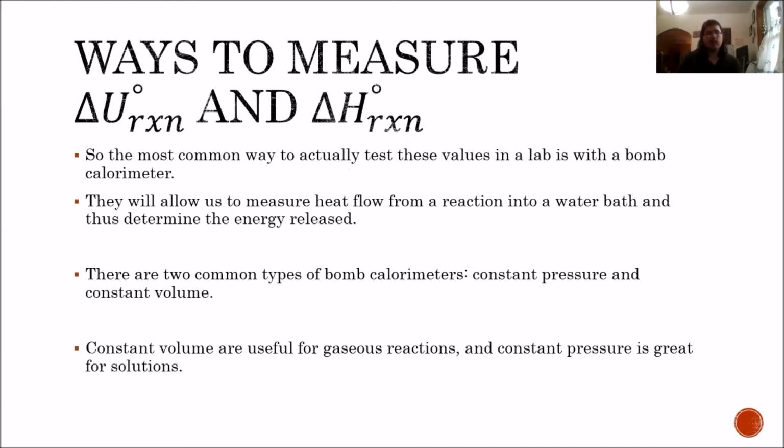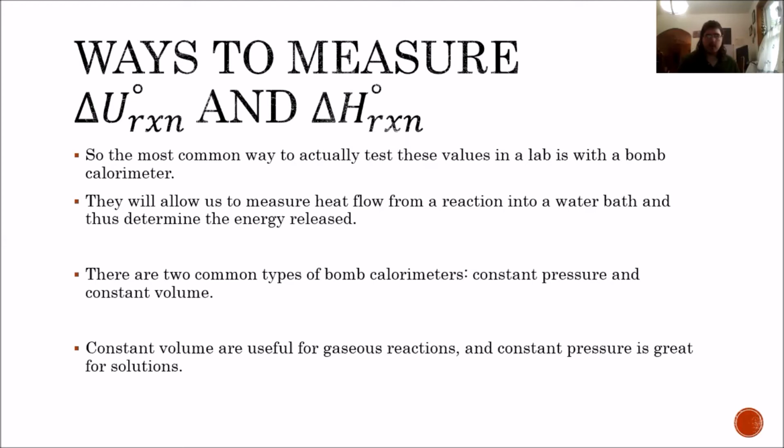So now, how do these delta H and delta U get actually measured? The most common way to test these is with a bomb calorimeter. A bomb calorimeter will be used to measure heat flow from a reaction into a water bath and thus determine the energy released. Now there's two types of bomb calorimeters. There's constant pressure and constant volume.